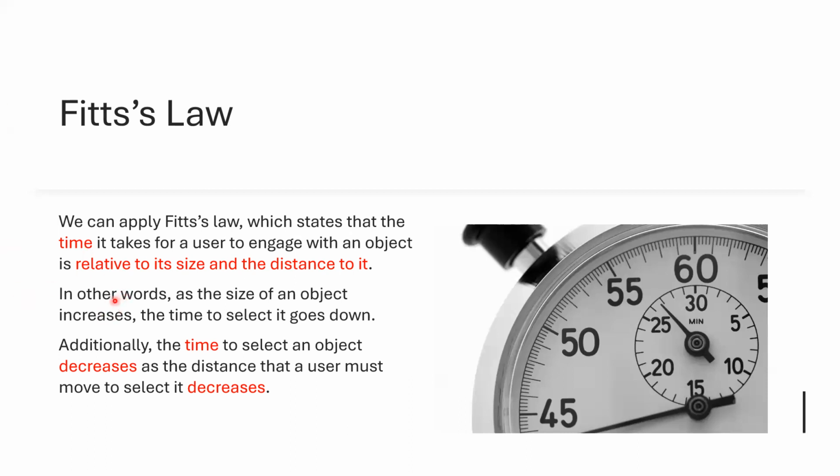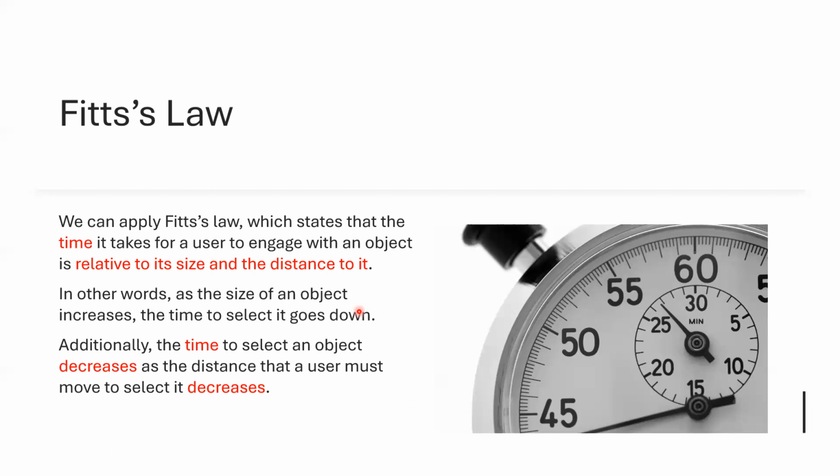So theoretically, in other words, as the size of an object increases, the time to select it goes down. You may have seen a lot of objects like buttons, drop down lists or search bars. They are pretty large, located at a very visible location of a particular interface, and they can be easily discovered by the user. If a user can see that kind of large, very obvious object, it stands out, and the user can immediately do the action.